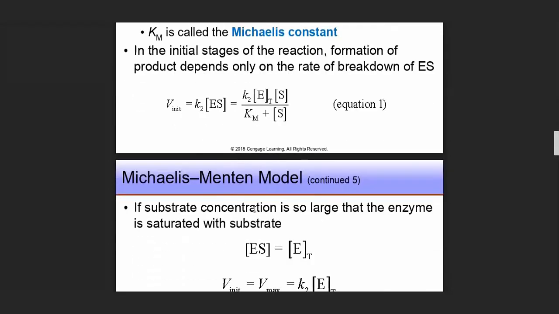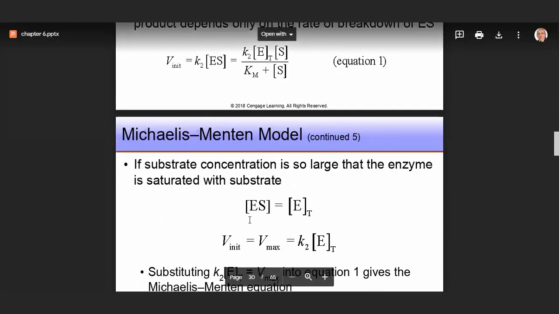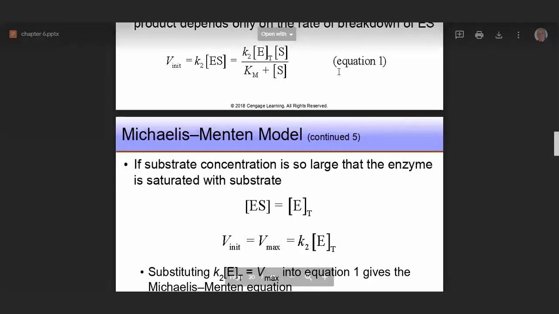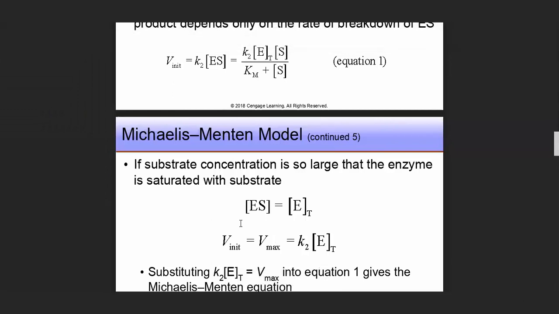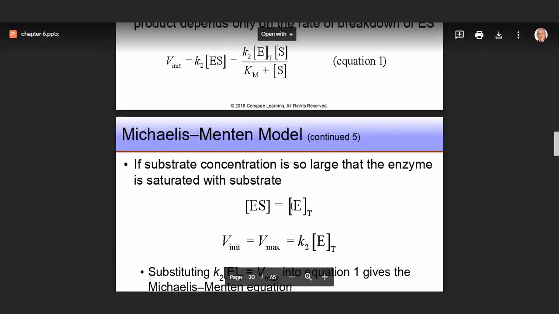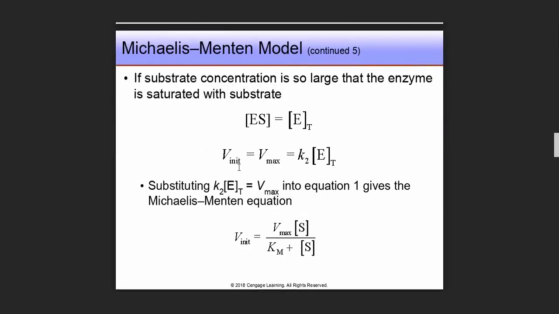If substrate concentration is so large that the enzyme is saturated with substrate, meaning the bound enzyme is the total enzyme, as simple as that. Once more, if substrate concentration is so large that the enzyme is saturated with substrate, meaning the total enzyme concentration is the enzyme substrate complex concentration, and there is no free enzyme. And V initial, the initial velocity, becomes the maximum velocity.